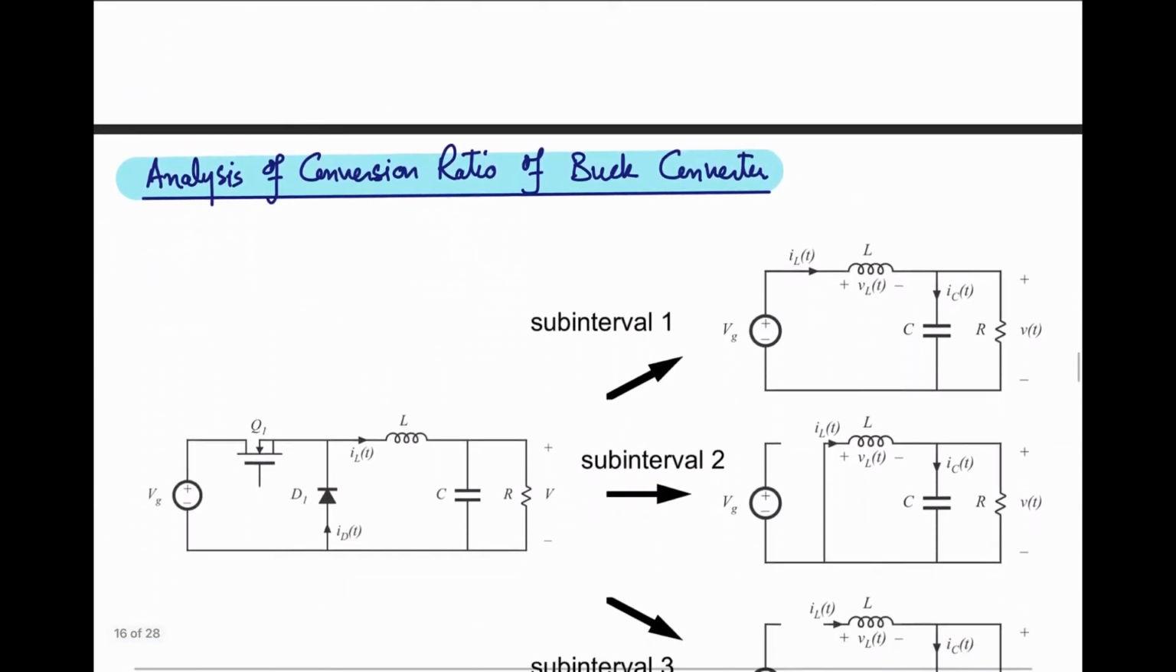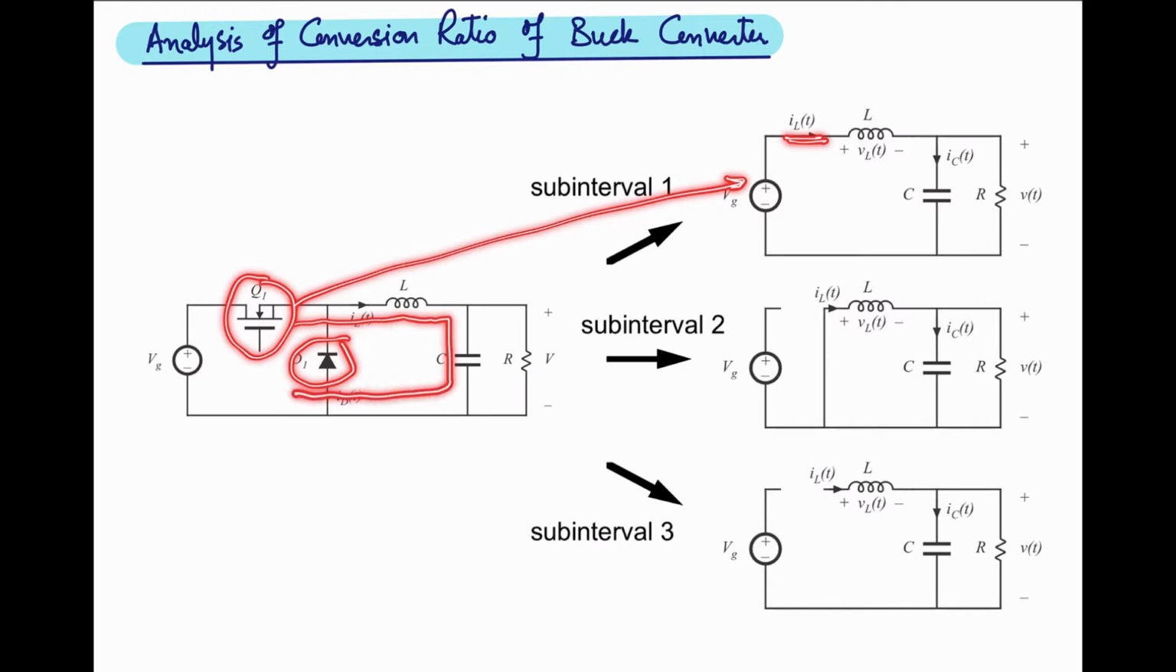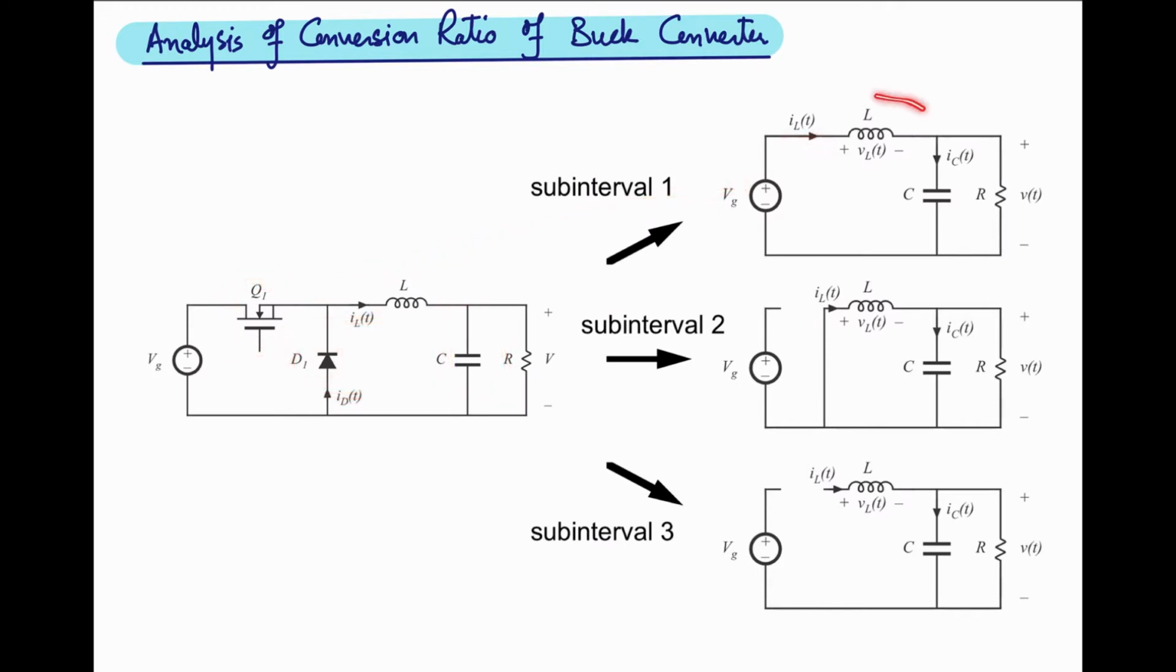Okay, now let's look at the three modes of operation that we discussed in the last lecture. In the DCM, one mode of operation is when your switch is on, so the diode will be off, and this will be the loop of the current, and this is the equivalent circuit for the first mode. In the second mode, your diode will be conducting and the switch will be off, and you can see over here the diode is replaced with a short circuit. So this is your equivalent circuit.